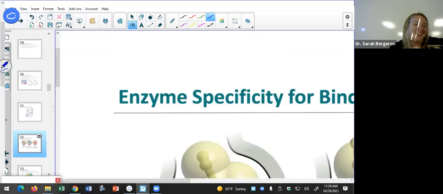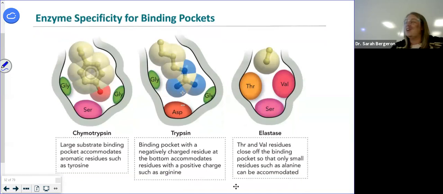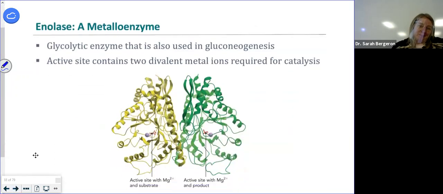Okay. Let's go back. So we talked about the specificity, right? We already talked about this, that each of the enzymes is not going to be the same. They're going to have a different catalytic triad or whatever mechanism it is that facilitates cleavage of particular substrates. All right. So talking about metal ion catalysis, right? So Nlase is a metalloenzyme.